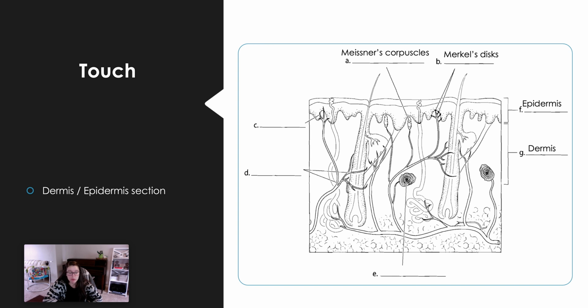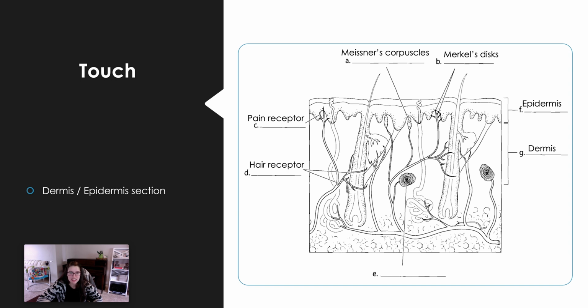Merkel's discs are pressure receptors, which, pressure receptors, I want to say, are called baroreceptors. But anyhow, Merkel's discs are going to tell your brain when you have a certain amount of pressure being applied to that area, especially if it's a constant pressure. In the epidermis, we also have our pain receptors. I mean, that's pretty much it. They receive signals of pain and then, of course, transmit it to the brain.